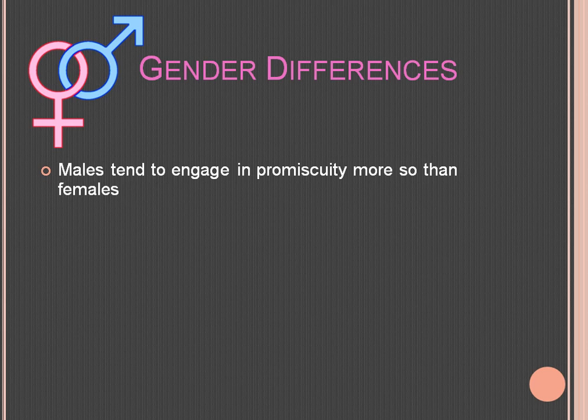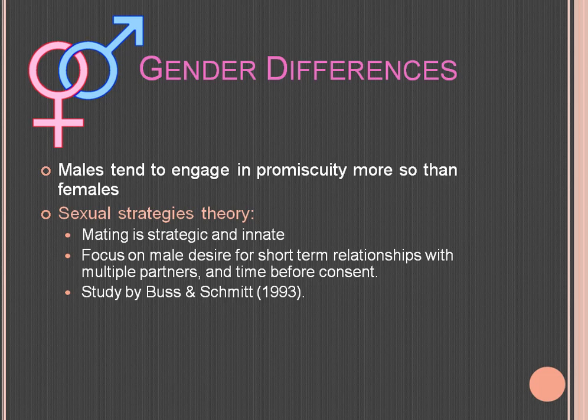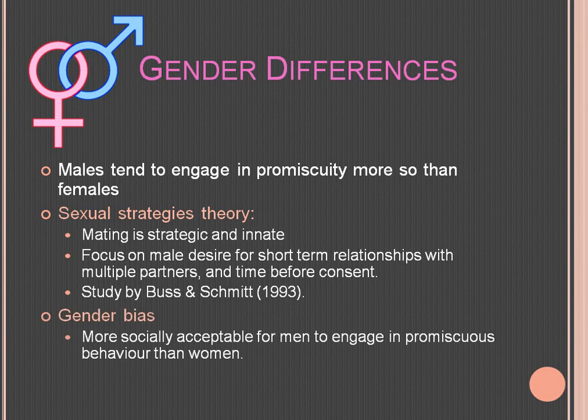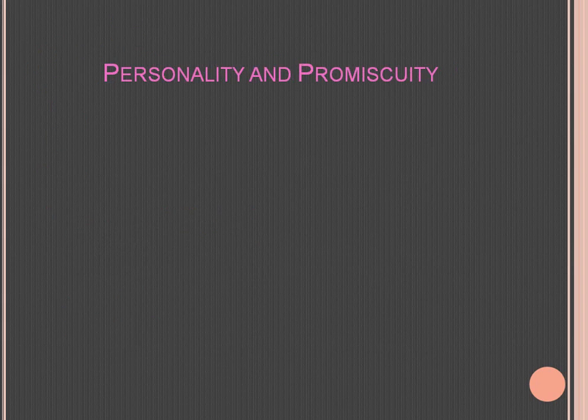And this is followed by a section focusing on gender differences in promiscuous behavior. And essentially this section states that men tend to be more promiscuous than women, and this idea is explored through the sexual strategies theory. The focus is therefore on the tendency for men to desire short-term mating with multiple partners more so than women, and also on the idea that men consent to sex more quickly than women. And research conducted by Buss and Schmidt is presented within this part of the chapter, and this research supports the sexual strategies theory. This section also focuses on gender bias, and I put forth the suggestion that social expectations are in part responsible for sexual promiscuity.